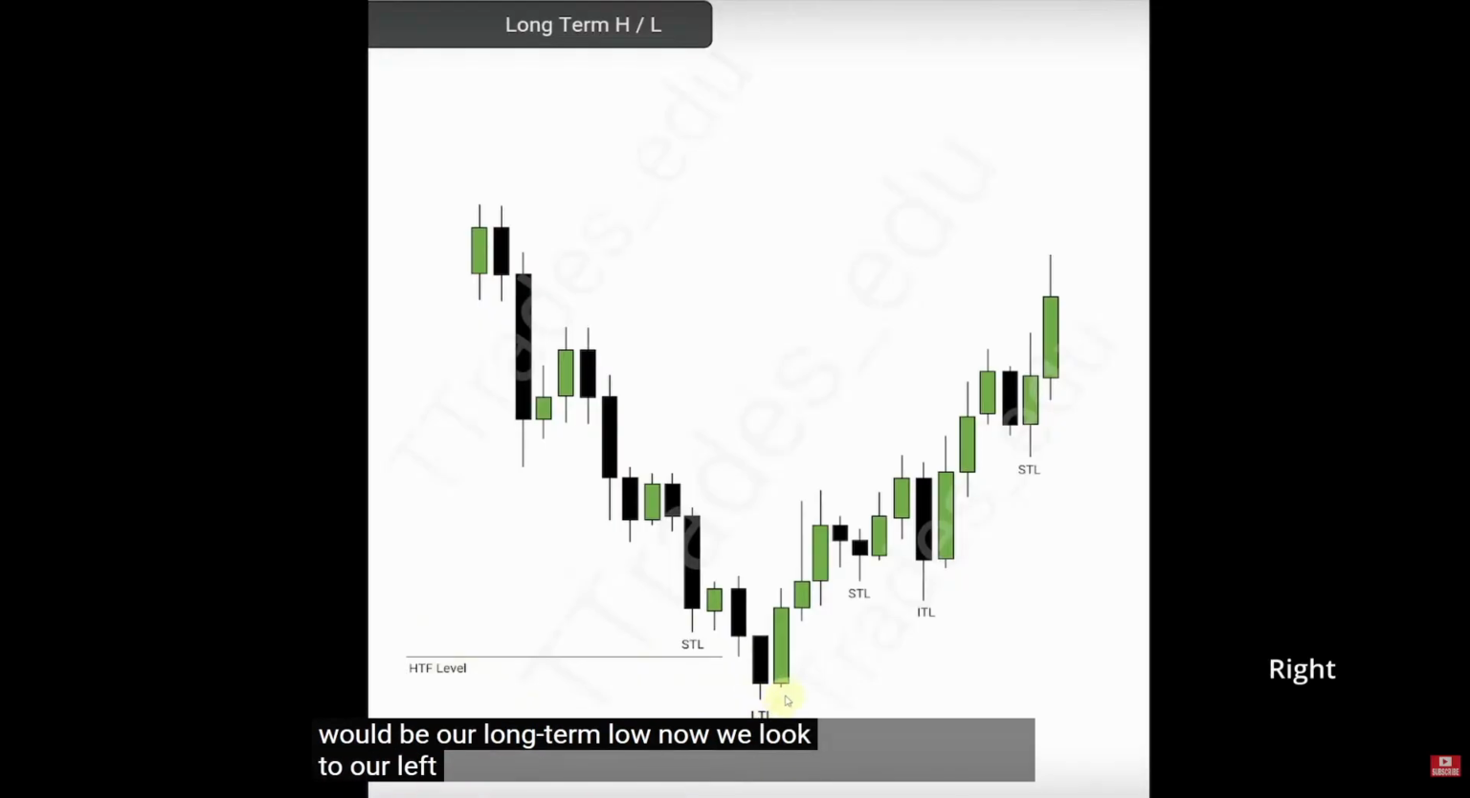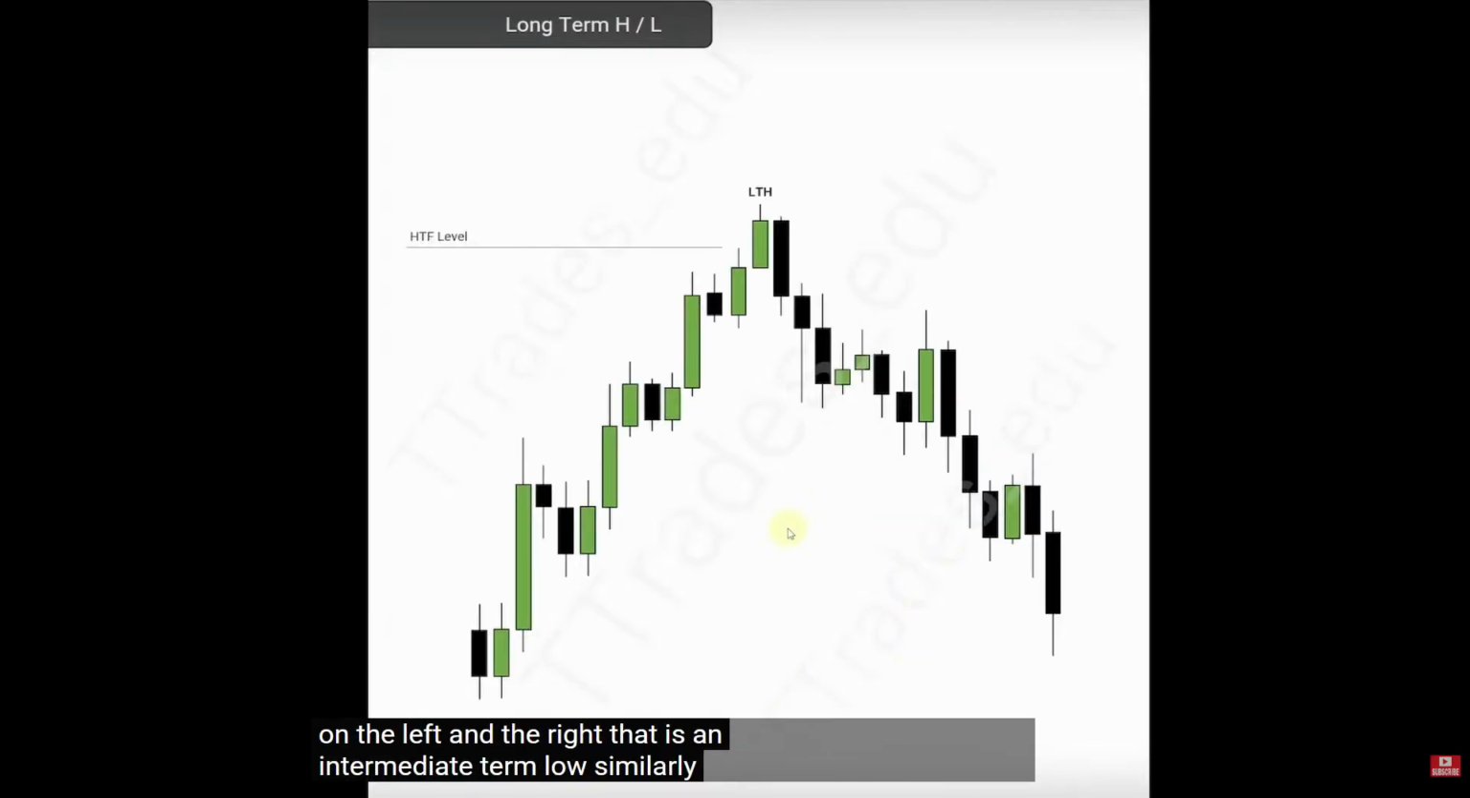Now we look to our left and we want to find the intermediate term low. So we have a short-term low, and then another short-term low. With a short-term low on the left and the right, that is an intermediate term low. Similarly, with a long-term high, it is formed when we get a reaction off of the higher time frame level. When it trades away, looking for an intermediate term high, we have an intermediate term high here because we have a short-term high on its left and on its right. So let's hop into the charts and go over a few examples of this.